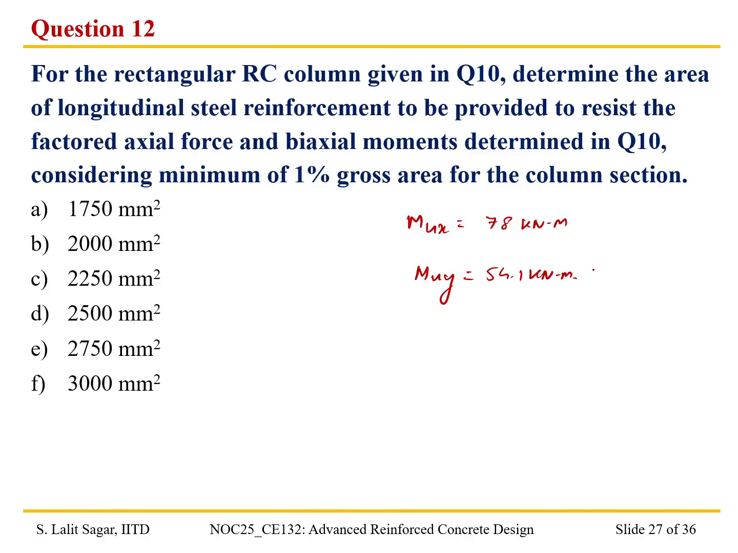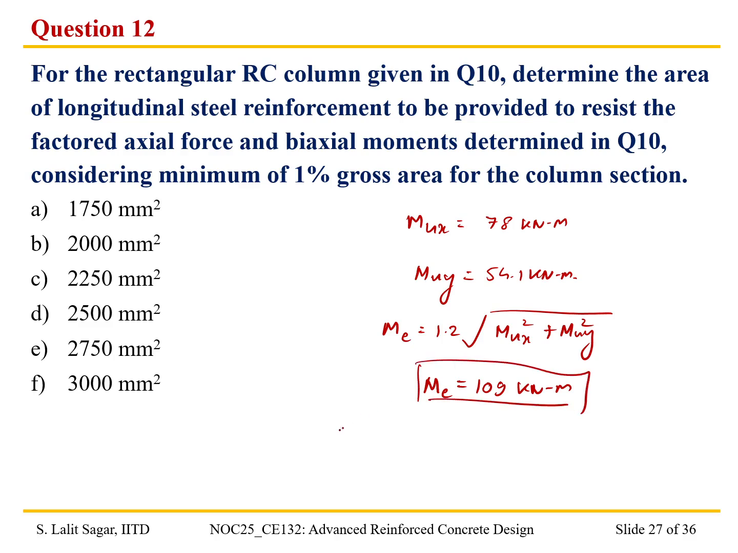Kilonewton meter. So the equivalent moment Me, instead of 1.15, we are going to take it as 1.2. Again, we are going to take a more conservative value, square root of Mux square plus Muy square. Solving, we get a value of Me as 109 kilonewton meter.